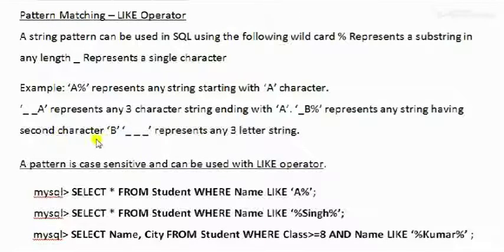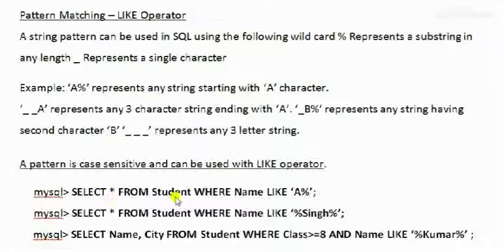So let's see another example. Three underscores. So it represents what? Any string of 3 characters will be represented by 3 underscores, and all are under quotation. So how are these wildcards used using the like operator? Let us see some examples.